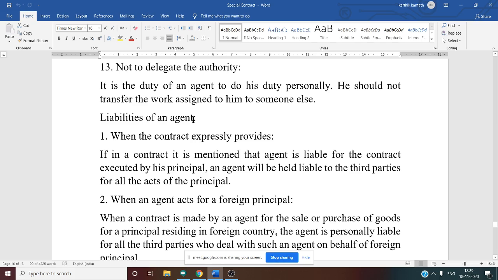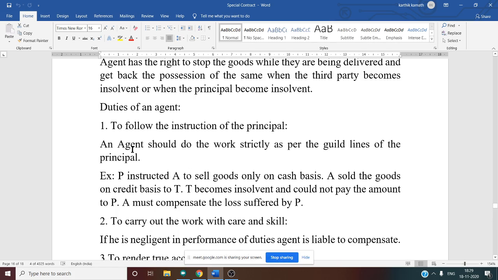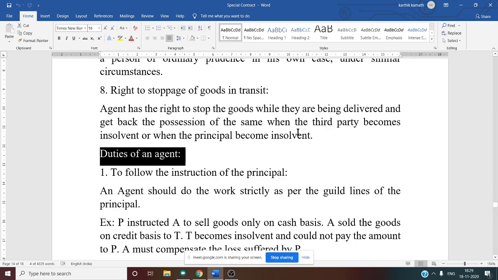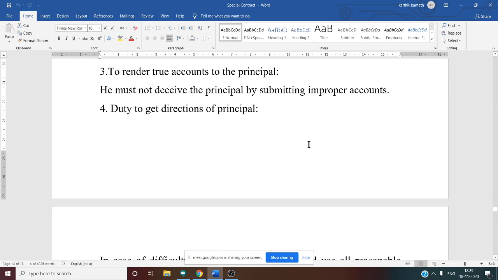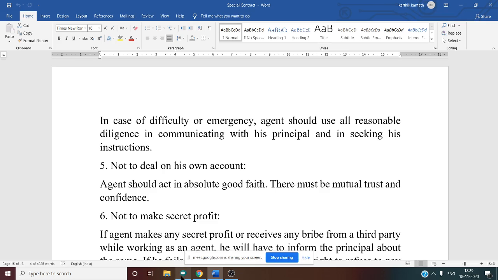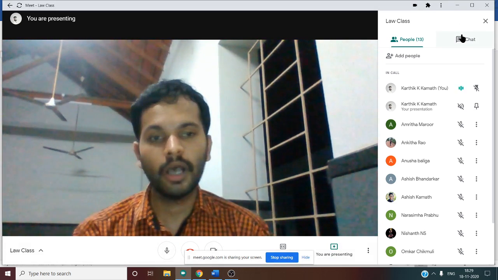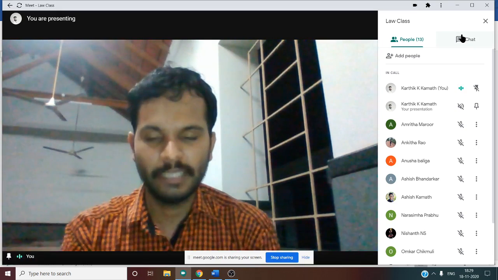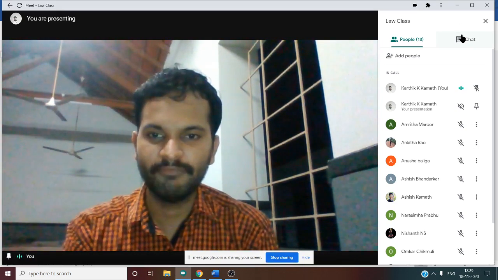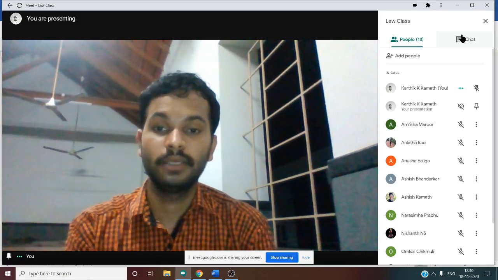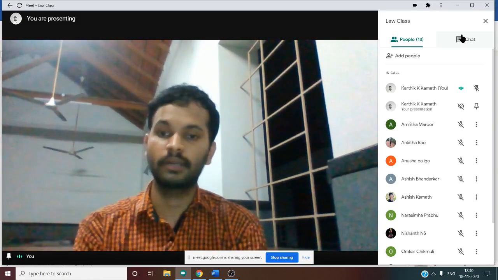About the duties of an agent, there are 13 points. And about the rights of an agent, approximately 8 points. So 8 plus 13 plus 9, how much will it be? Almost 30 points. If you remember all the 30 points, then it will be easy for you. You can write in your own words if you know the side points, if it comes for a 24 mark question.